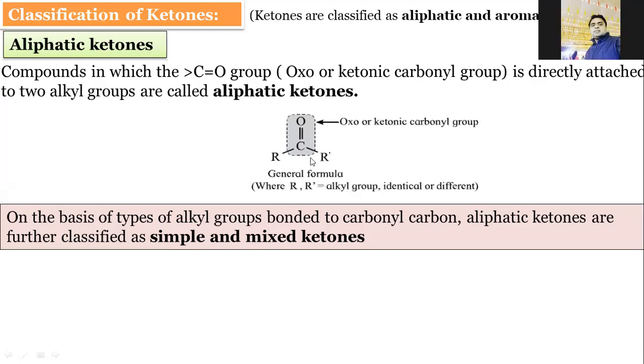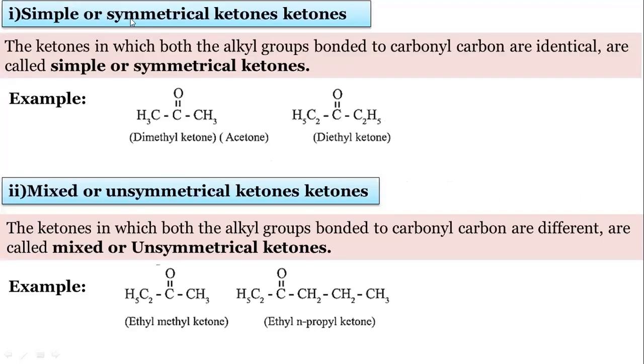Depending upon the nature of R groups, the aliphatic ketones are classified as simple ketones and mixed ketones. Simple ketones are also called symmetrical ketones. Both the R groups are same. When both the R groups attached to the carbonyl carbon are same, it is called simple ketones, or it is also called symmetrical ketones. Symmetrical and simple. This is important for the board exam.